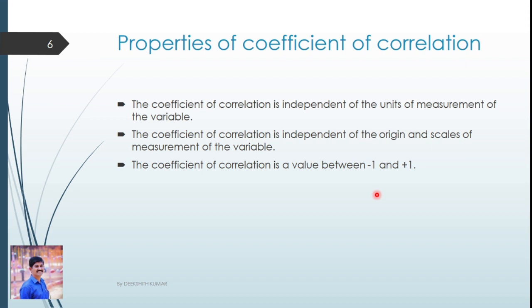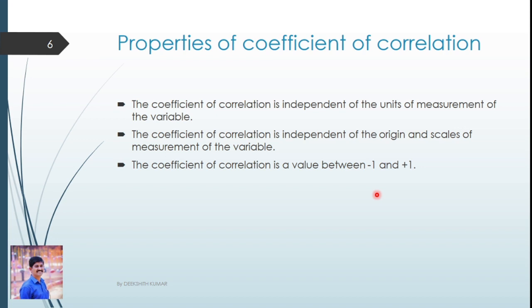Properties of coefficient of correlation. Like in the arithmetic mean, median or mode, whatever properties we have studied, likewise the coefficient of correlation also has some properties. Number 1, the coefficient of correlation is independent of the units of measurement of the variables. Any units you can take, it will give the same answer. The coefficient of correlation is independent of origin and scale of measurement of the variables.